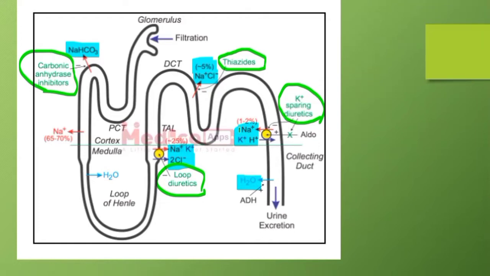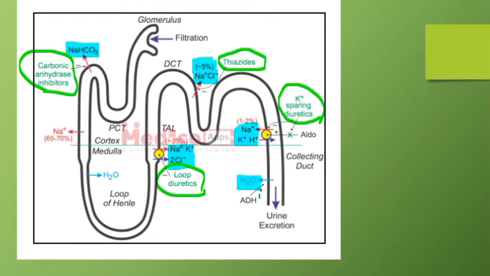Therefore, it will lead to loss of sodium as well as water. So potassium sparing diuretic, known as spironolactone, is known as an aldosterone antagonist because it antagonizes the normal function of aldosterone. What is the normal function of aldosterone? Reabsorption of sodium as well as water and excretion of potassium. Okay, so we have to be very thorough with this.